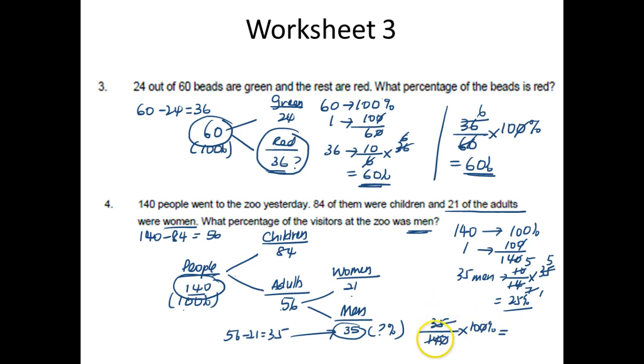Divide by 7, 2. Divide by 7 is 5. Divide by 2 is 1. Divide by 2 is 5. So it's 25%.